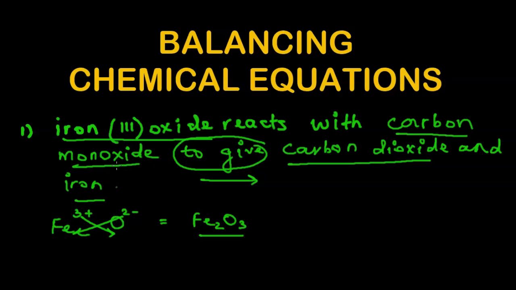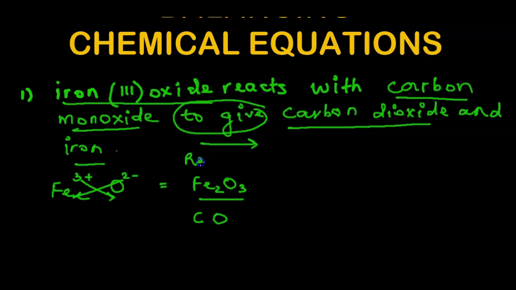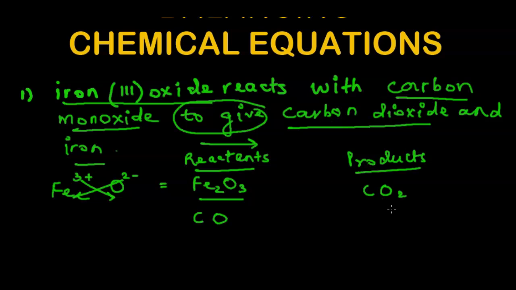Reacts with carbon monoxide. Carbon monoxide is a molecular compound, so we just have to go by the name. We do not have to do any crisscrossing. Carbon means single carbon. Monoxide means one oxygen. So these two will form the reactants. Now let's find out what the products are. Carbon dioxide, that is carbon with 2 oxygens. Carbon is 1, di means 2, oxide, and iron. Iron just by itself is Fe.